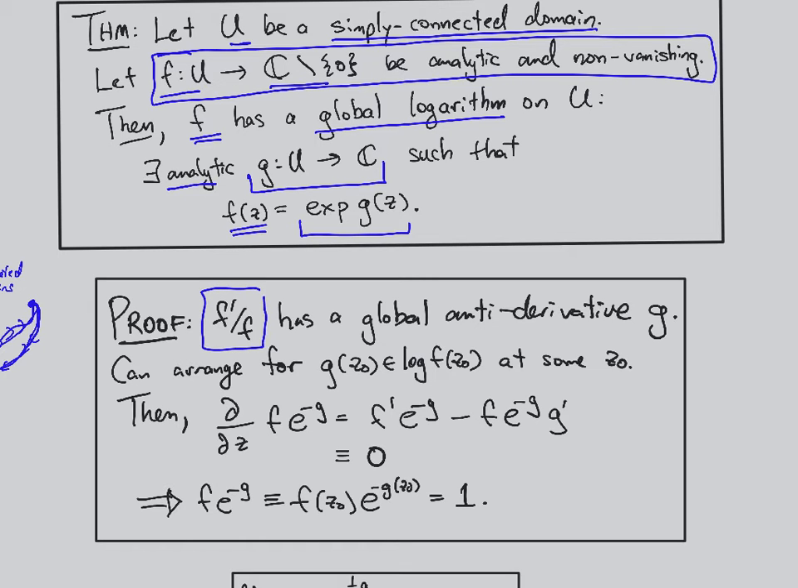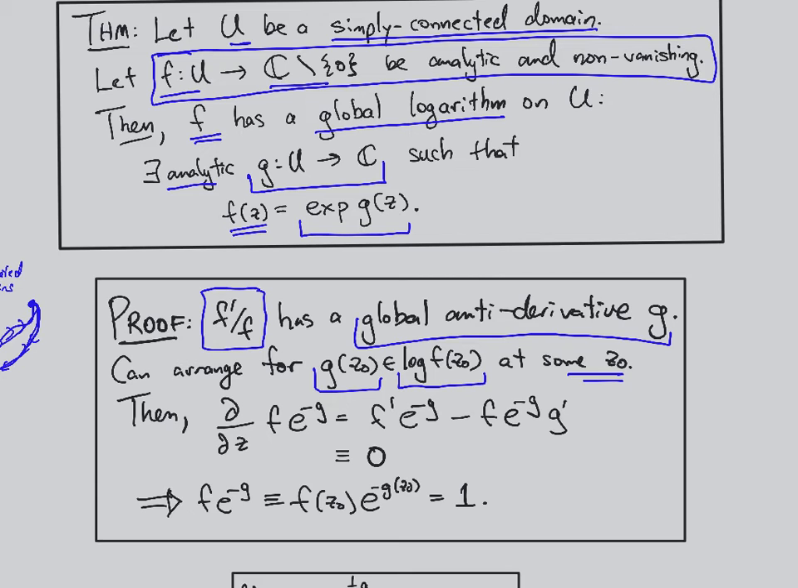f prime over f will be perfectly analytic on the whole domain because f is non-vanishing. And it has to have a global antiderivative by the previous proposition because we're on a simply connected domain. Okay, so it's a global antiderivative. We can change it by a constant if we want to. So we can arrange for g of z naught to be a value of log of f of z naught for some fixed z naught. And now we just check that g does the right thing.